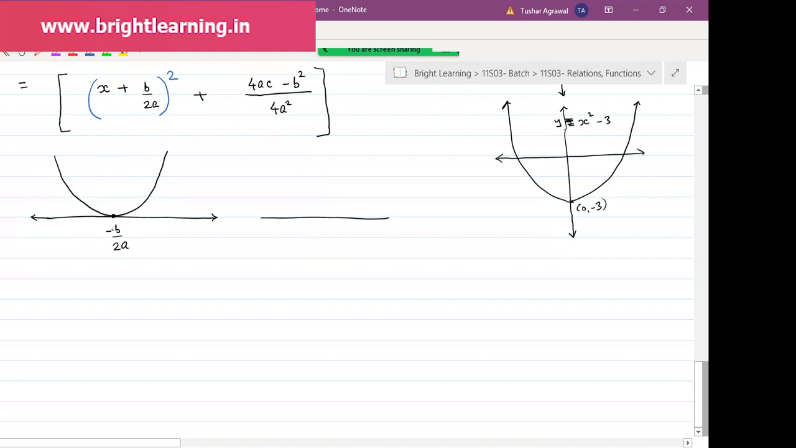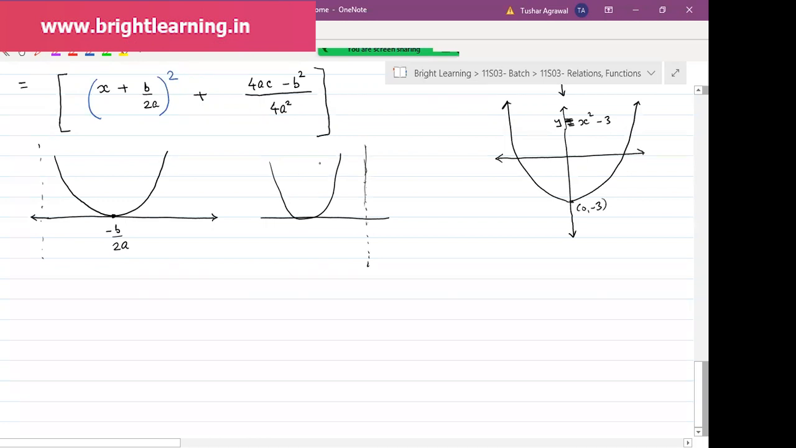Yes or no? Now also keep in mind, minus b upon 2a is not necessarily negative. Minus b by 2a can be positive also, right? So the y-axis may be over here, according to which minus b by 2a is positive, or maybe the y-axis is over here, which will make minus b upon 2a negative. So I'm not worried about where the location of the y-axis is. What I want to tell you is the y-axis can be anywhere.